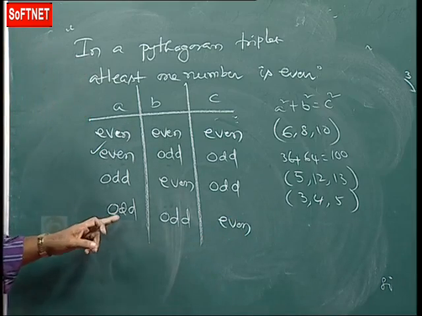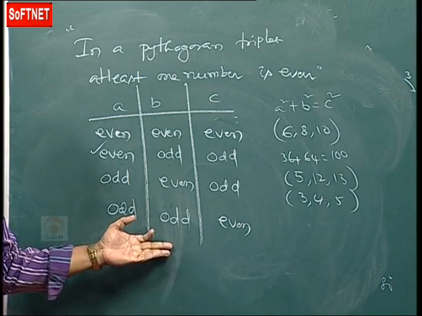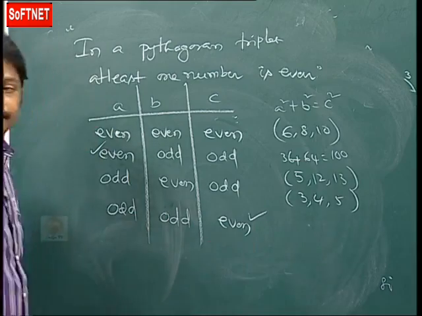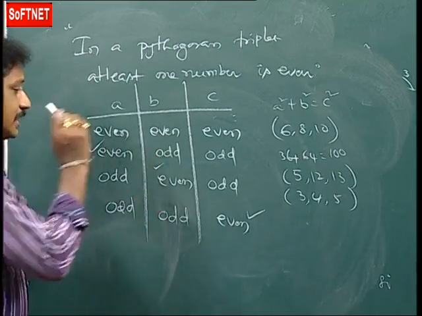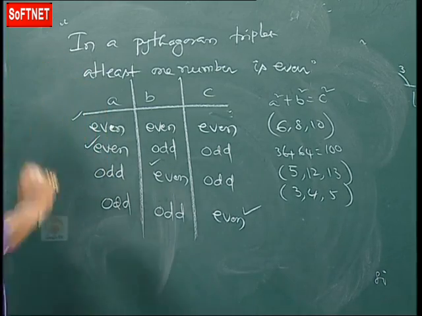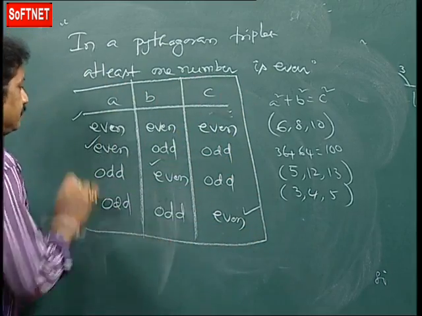Okay, odd square, if you consider an odd number squared, it is again an odd number. Odd plus odd is an even number. Here you have an even number, here an even number. Here all are even numbers. So these are the total possibilities.